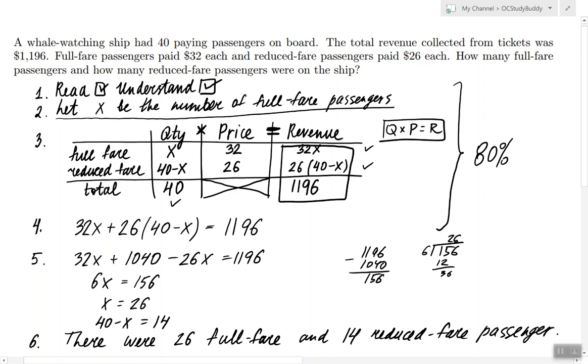So this is an example how to use the 6-step problem solving approach to solve a problem which requires the data to be organized in the table.